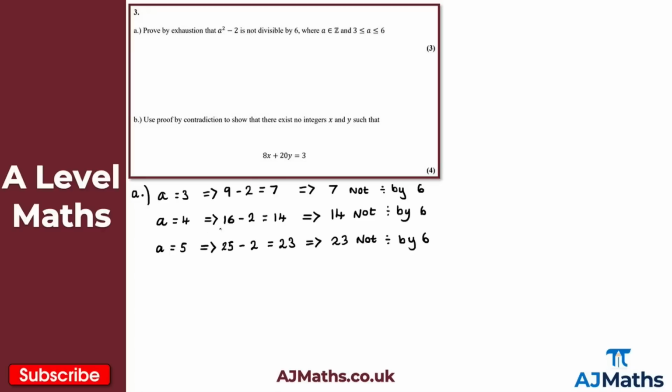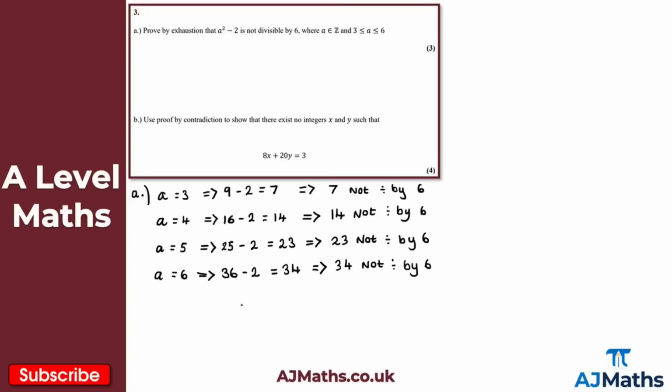And then finally, we arrive at the last possible case. That's when a equals 6. In this case, we get 6 squared, so that's 36, minus the 2, giving us 34. Again, just checking whether this is divisible by 6, well, 34 is not divisible by 6. So therefore, it fails for a equals 6. So what we've proven here by exhaustion is that a squared minus 2 is not divisible by 6 when a is an integer and a is between 3 and 6.